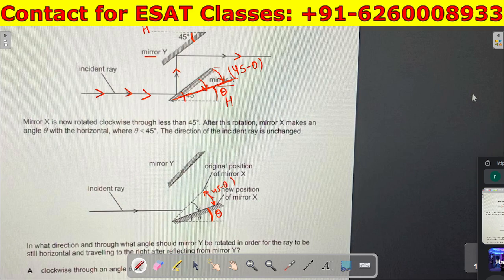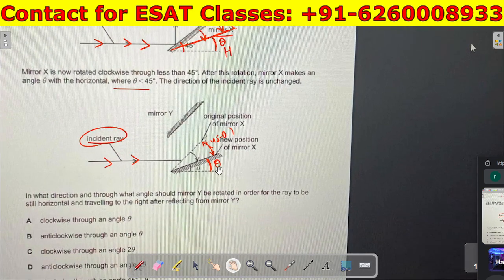After this rotation, mirror X makes an angle of theta with the horizontal, where theta is less than 45. The direction of the incident ray is unchanged. So the incident ray is still coming horizontally. In what direction and through what angle should the mirror Y be rotated in order for the ray to be still horizontal and traveling to the right after reflection from the mirror?